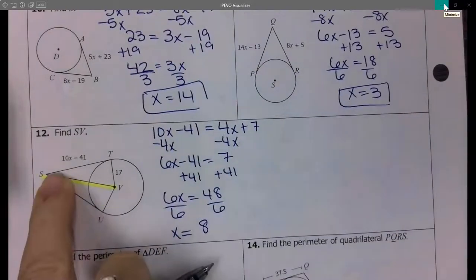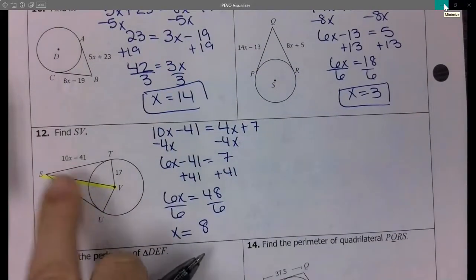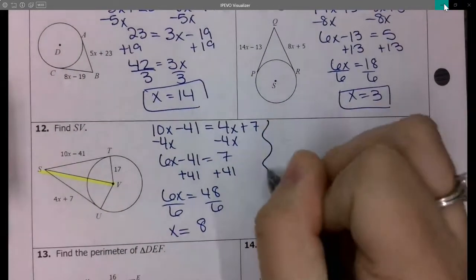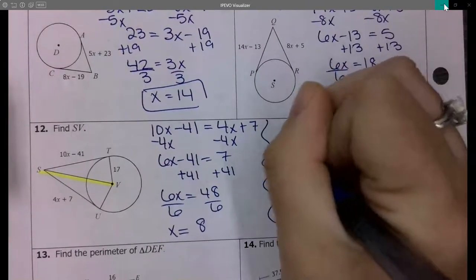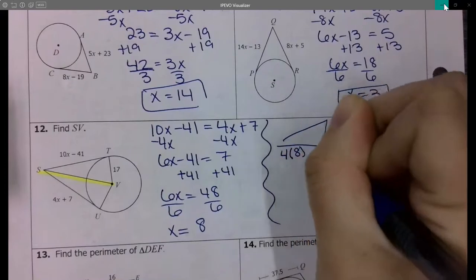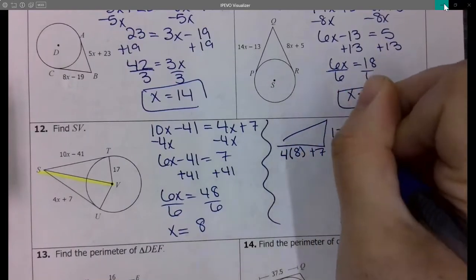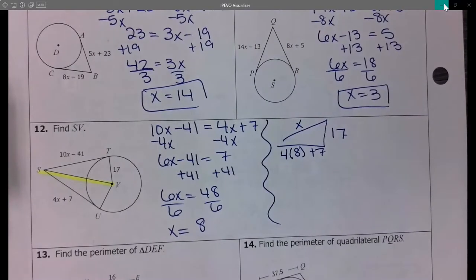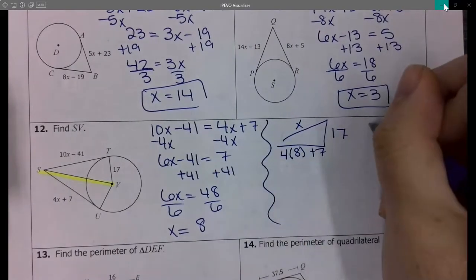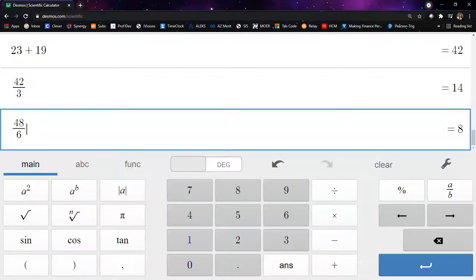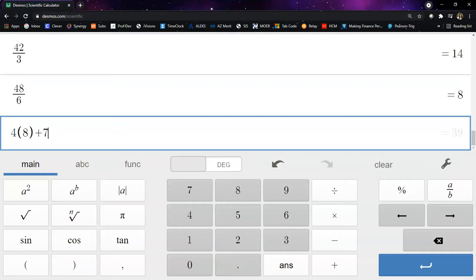I'm not done. I need to plug back into one of these triangles. Which one do you want me to plug into? The 10x or the 4x? Okay. So I'm going to redraw this triangle. I'm plugging in here. And then this is going to be what I'm solving for in the end. So 4 times 8 is... Actually, I can take this whole expression into decimals. So that gets me 39.